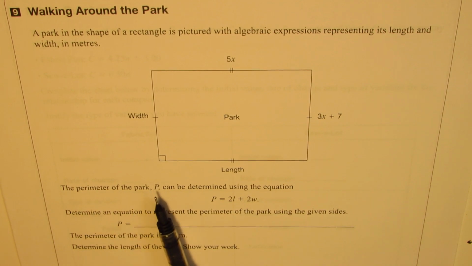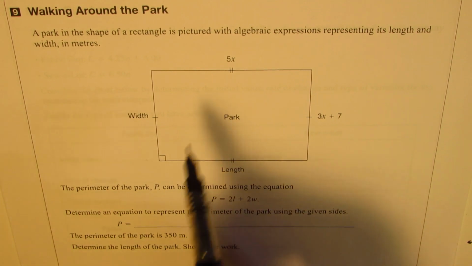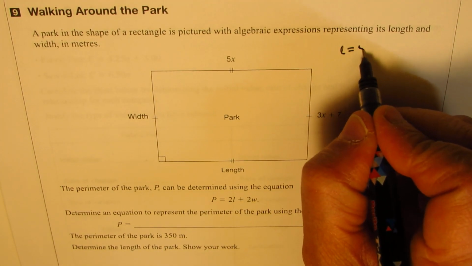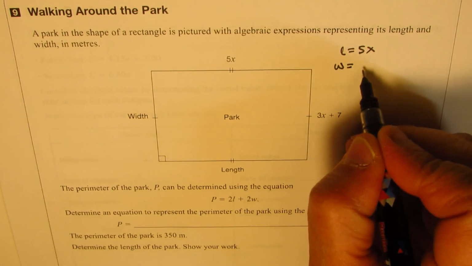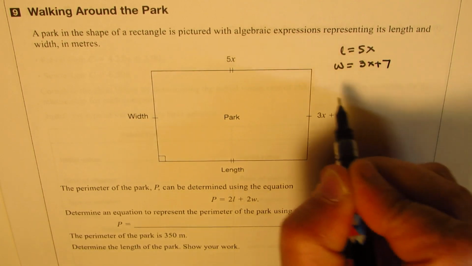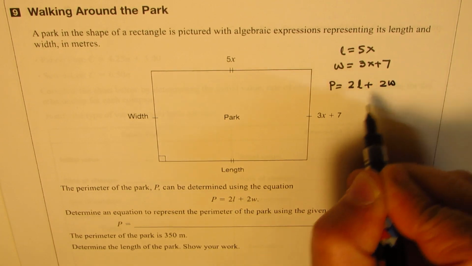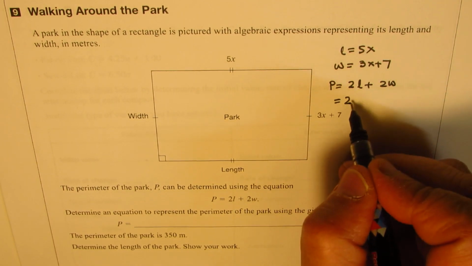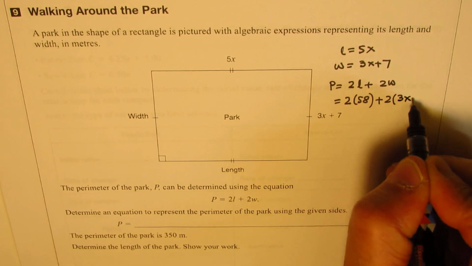the perimeter of the park P can be determined using the equation P equals twice length plus twice width. Determine an equation to represent the perimeter of the park using the given sides. So here we are given length as equal to 5x, and we are given width, which is equal to 3x plus 7. Perimeter, as the formula says, is 2 times length plus 2 times width, which you all know. So it is 2 times length, which is 5x, plus 2 times width, which is 3x plus 7.